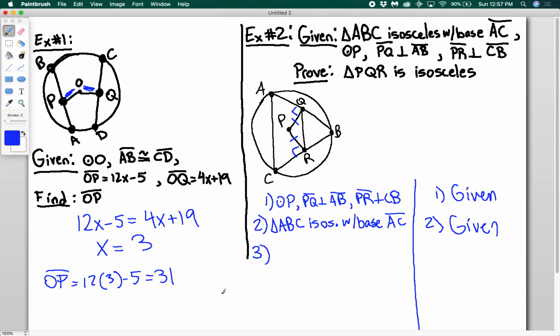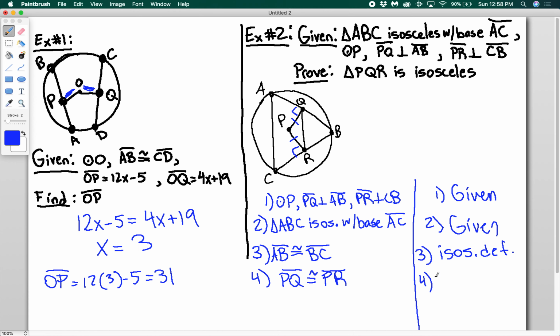For 3, I know that chord AB is congruent to chord BC. How do I know this? I know it because it's an isosceles triangle, just from the definition of an isosceles triangle. The fourth thing I can write is that PQ is going to be congruent to PR. This comes from our congruent chords theorem, because two chords are congruent, which means they must be equidistant from the center, and the distances from the center are PQ and PR. So those things must be the same.